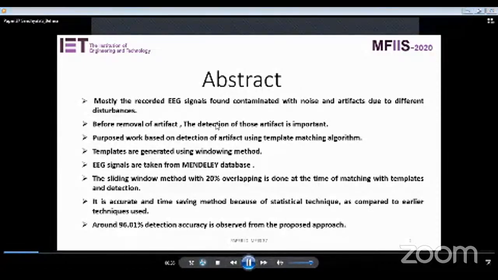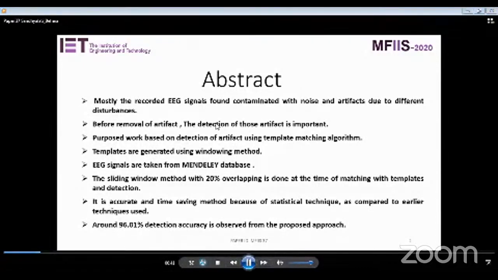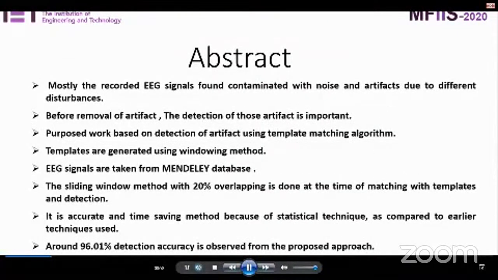For this work we have taken the data from the Mendeley database. The sliding window method with 20% overlapping is done at the time of matching with the template and detection. This method is time saving because of the statistical technique, as compared to earlier techniques used, and we got around 96.01% detection accuracy from the proposed method.